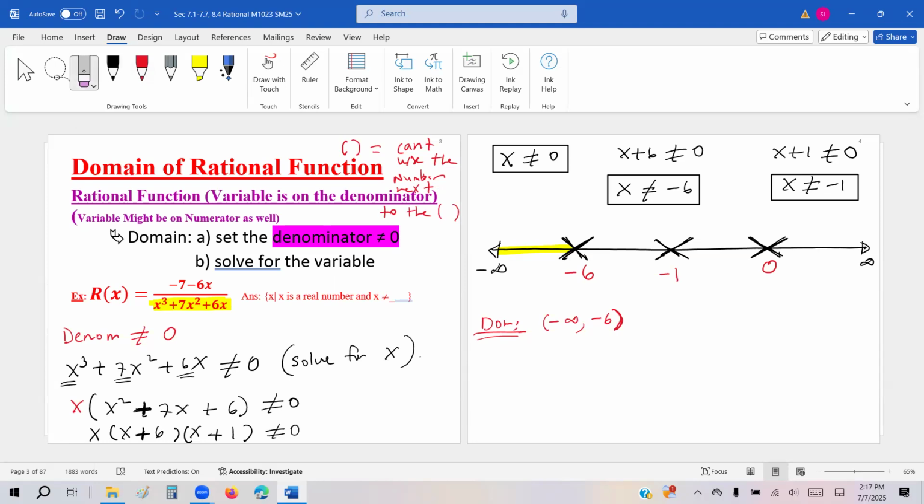We cannot use the number next to the parentheses. That's why we use the parentheses. So who would like to give me the next interval? -6 to -1, which is here.